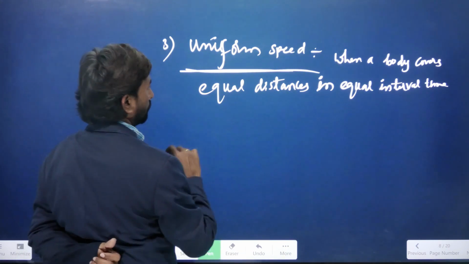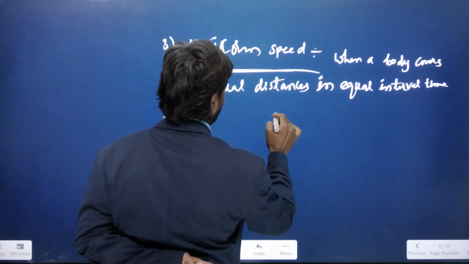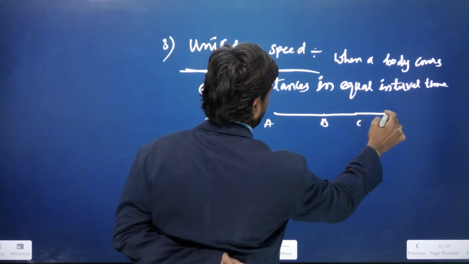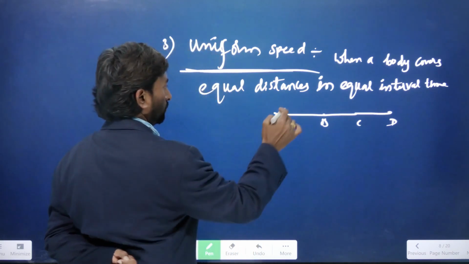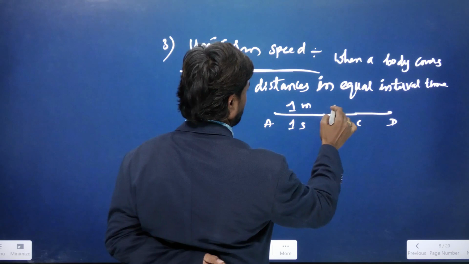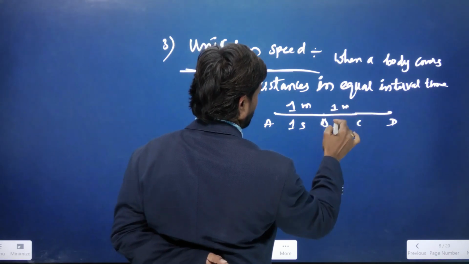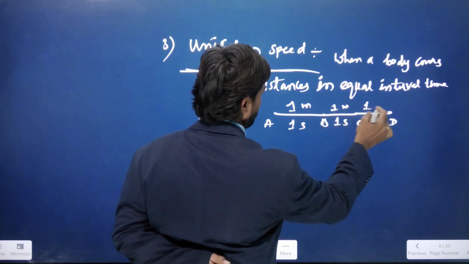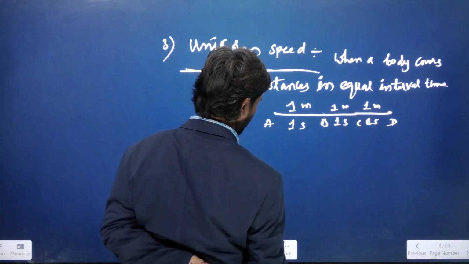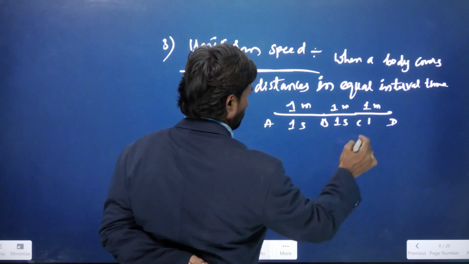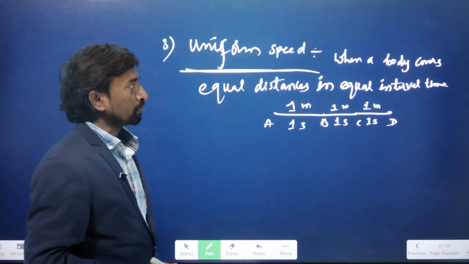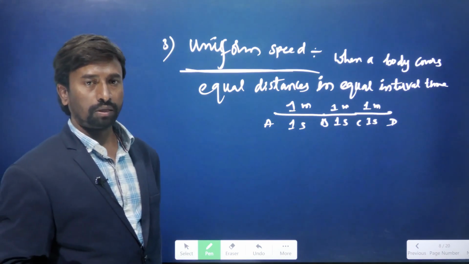Now here we can represent it like this. Suppose a body travels from A to B, B to C, and C to D. Suppose from A to B it is 1 meter, and it may take 1 second. B to C is 1 meter, taking 1 second, and C to D is also 1 meter, taking 1 second. So in every interval of time it travels the same distance. Then we can say the motion of the body is called uniform motion or uniform speed.